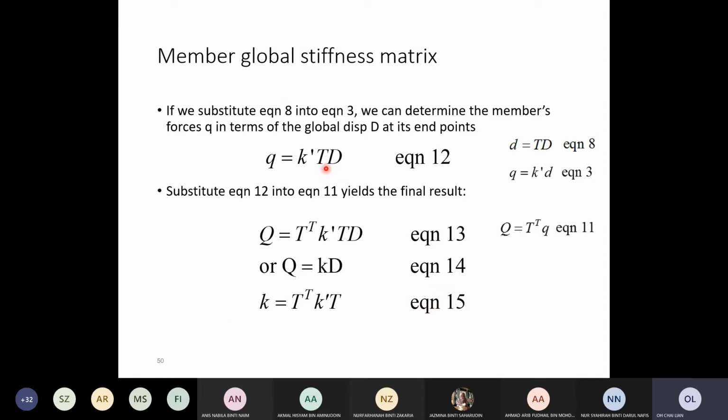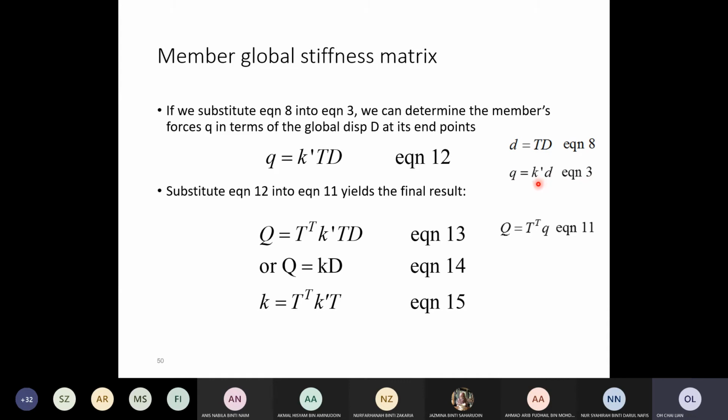So let's go to this equation 12. How to derive this equation 12? It is from our previous equation 8 and equation 3. If you still remember, we have the transformation from local, small d, to global D. We use T: small d equals T times D. This is in equation 8. And we also learned the relationship between the forces and the displacement at an element in equation 3 earlier, this equation.